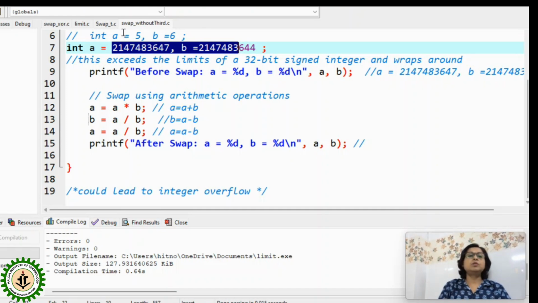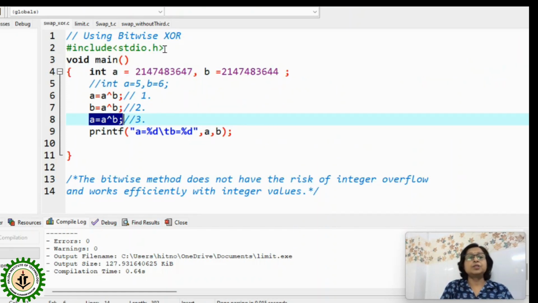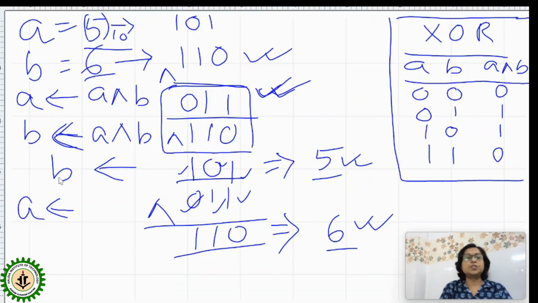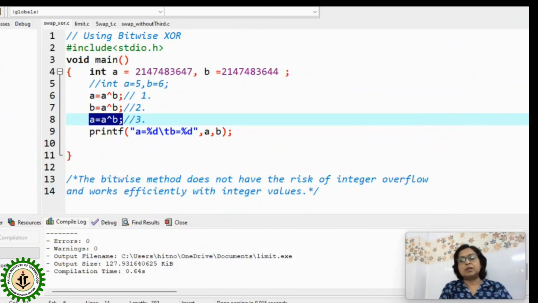So how to remove that? By taking another operation, the bitwise operation, that is XOR. And I have explained here what the XOR operation is about. You can take a screenshot, you can practice on your own. Hope the class will be effective.